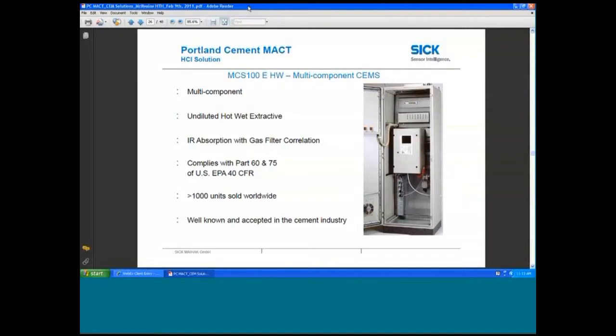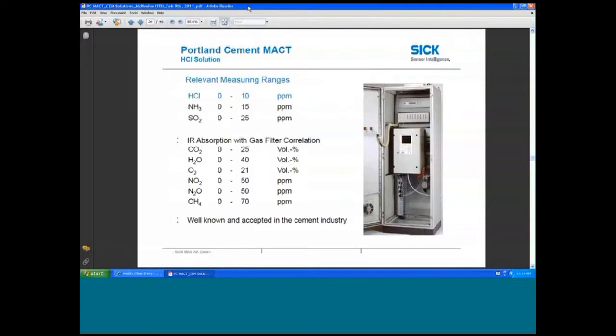We have, I would say, over 1,000. There's probably 1,500 units installed worldwide, most of those measuring HCl and other water-soluble components. So I mentioned we had a lot of experience with HCl, and this is the analyzer we have the experience with. Next slide.